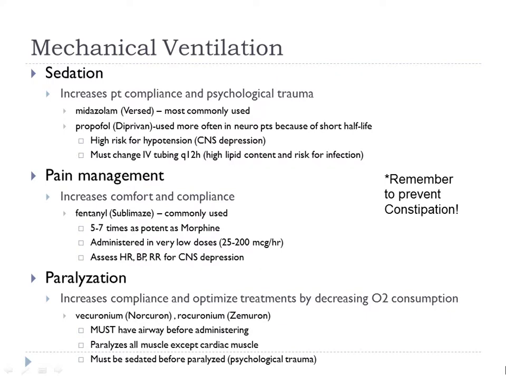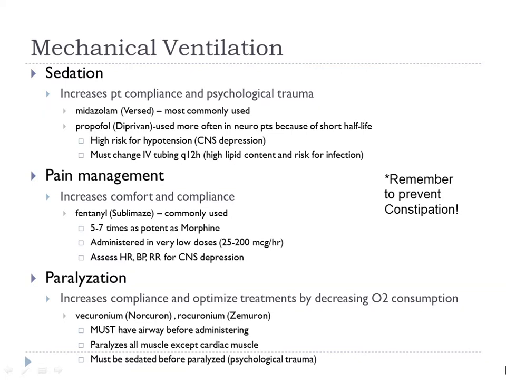When you see it given at 100 micrograms, you're thinking, why are we giving so little? Well, it's because it's 5 to 7 times as potent as morphine. We always compare everything to morphine. Morphine is kind of a gold standard of narcotic analgesia. And what's the other one that's 5 to 7 times as potent? Dilaudid. Yeah, it's much more potent than morphine as well.